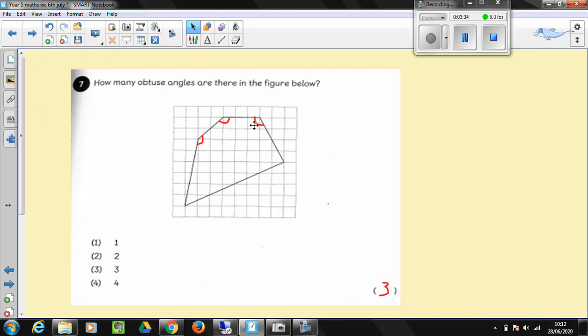So I had a look. If this one was 90 degrees, the line would have come down here. So this one must be more than 90 degrees, making it an obtuse angle. The same for this one and this one. This one is less than 90 degrees, so it must be an acute angle. This one is also not obtuse. It's just slightly less than 90 degrees. There are 3 obtuse angles.